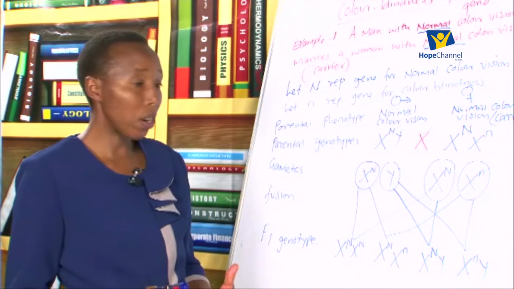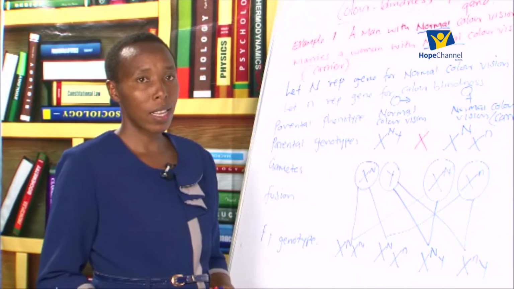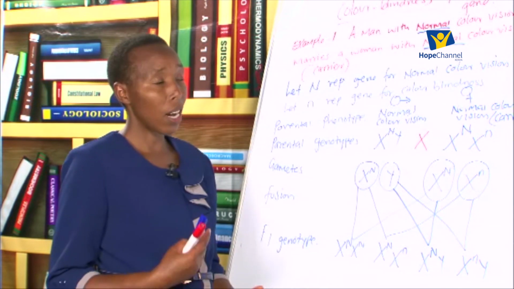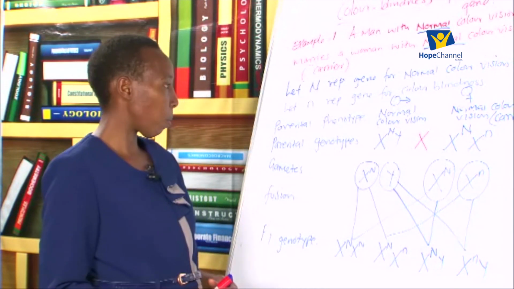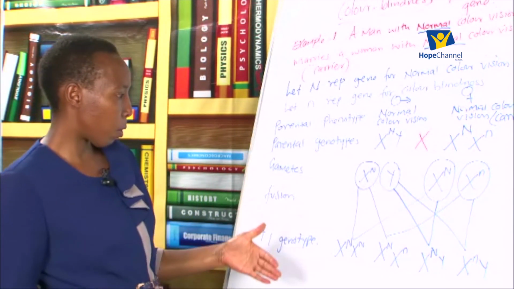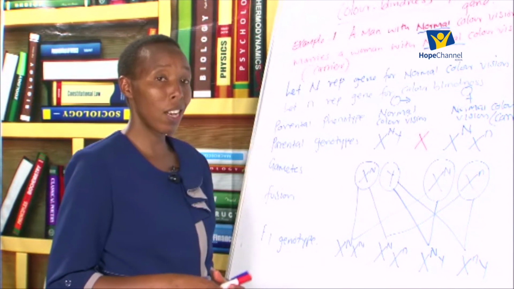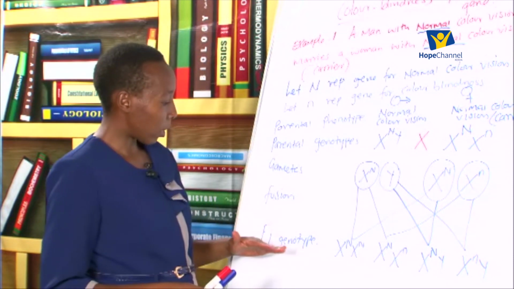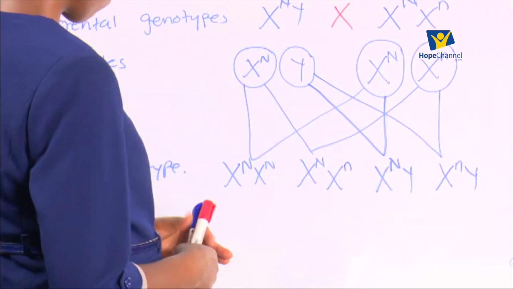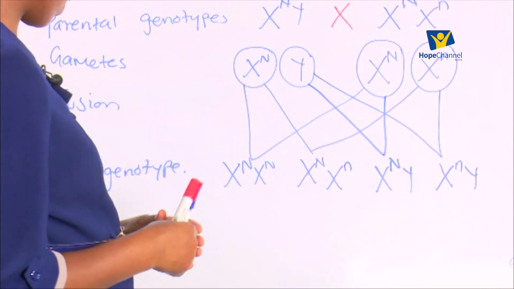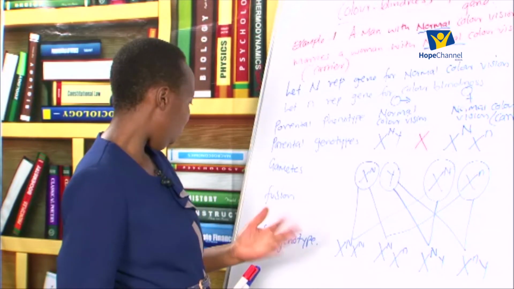Before we went for a short break, we were discussing color blindness, and so far we said that color blindness is caused by a recessive gene that is carried on the X chromosome. Now we tried to do a cross on the board, and before the break, I had given you an assignment. The assignment was to interpret the F1 genotype, because we were doing the cross together. So I expect at this point you've done that. Let's compare what you've done and what we are going to do together on the board.